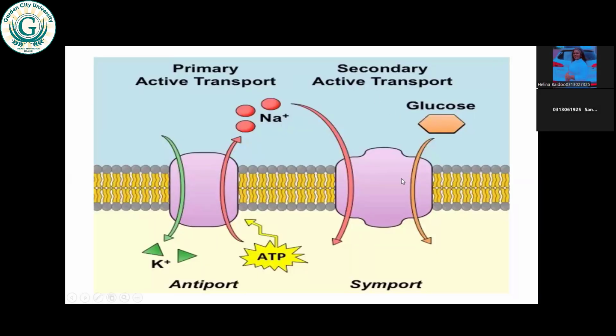With secondary active transport, it doesn't make use of ATP directly. However, when primary active transport occurs, you have some ions that will move passively from their higher concentration to their lower concentration. That same protein moving that particular ion is going to move along another molecule from its lower concentration to its higher concentration actively.